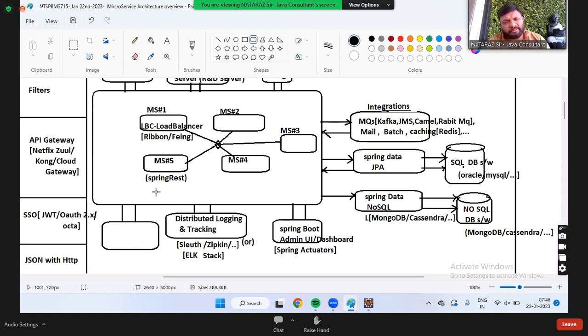I'll tell one simple example, boss. Transfer money operation between two accounts of the same bank needs local transaction management or not? Why? Because the same bank means a single database. Withdraw and deposit, both operations take place on the same bank or not?